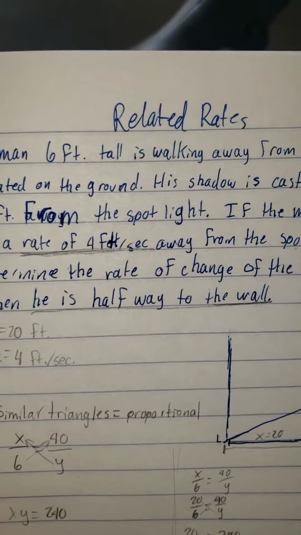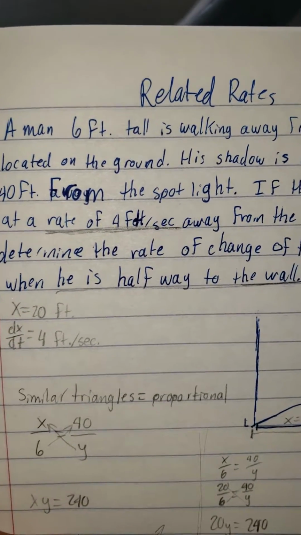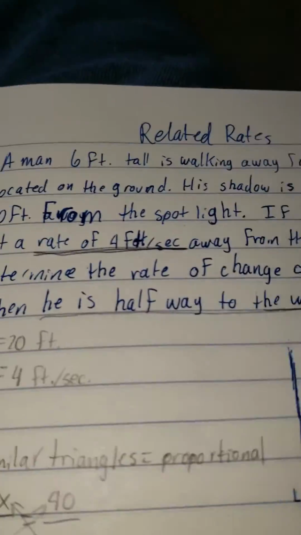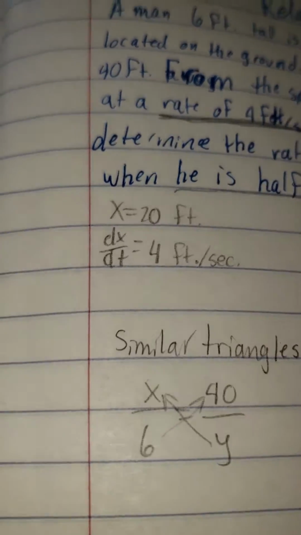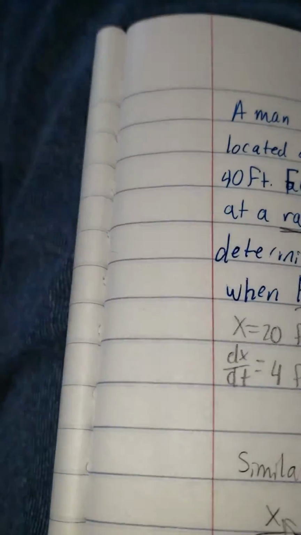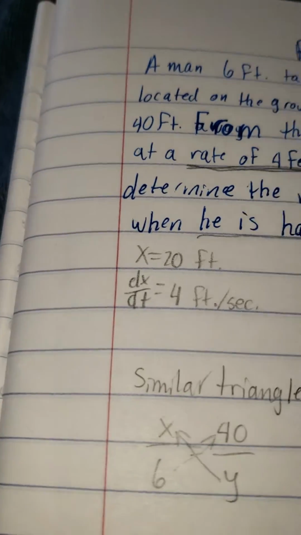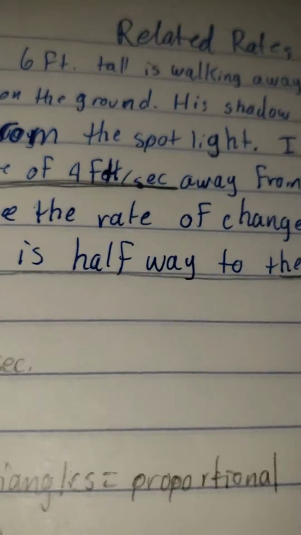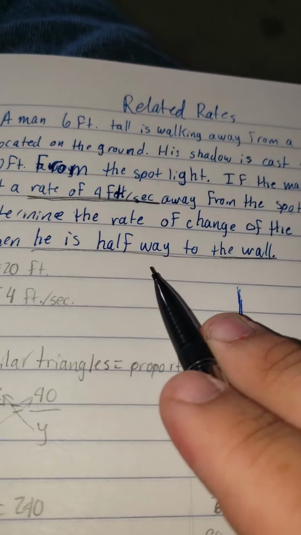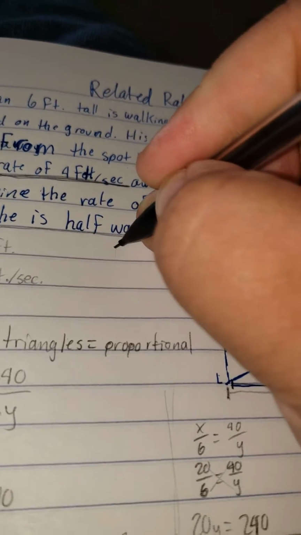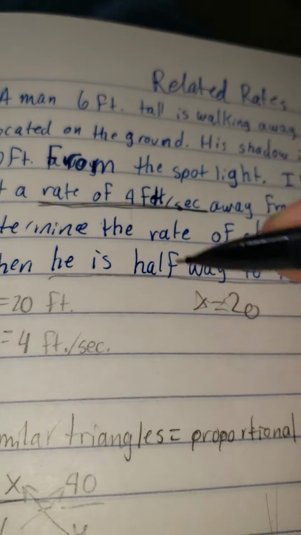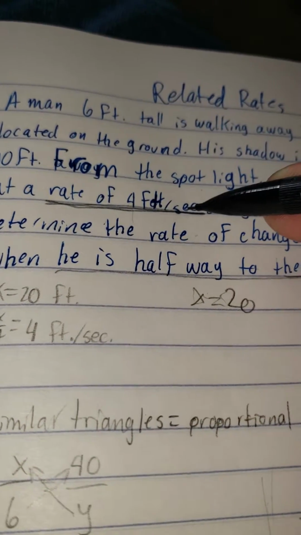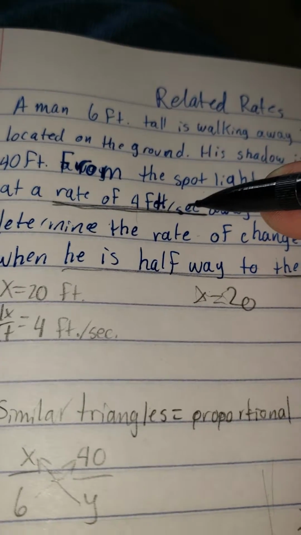So from the word problem, we get two values which are required. The way that differential rates work is that we have to have x and y on the same side. So right now we have two things. When he is halfway to the wall, that is x. So we get x is equal to 20, and then we have the rate of change for x, which is 4 feet per second.